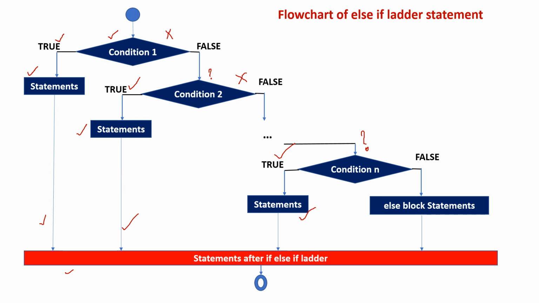And now assume that condition n is also false. That means all the conditions are false. Then automatically the final else block statements are executed and control comes out of the else if ladder and the remaining statements are executed. In this fashion, else if ladder statements are executed.